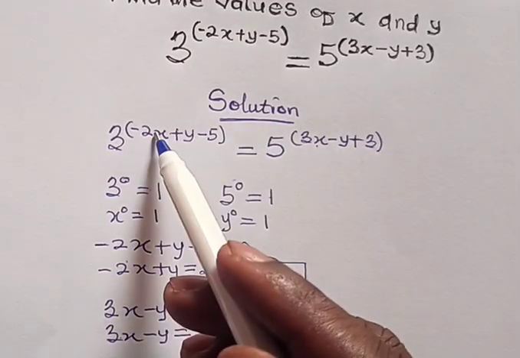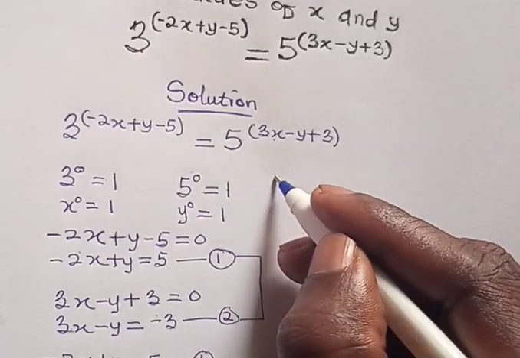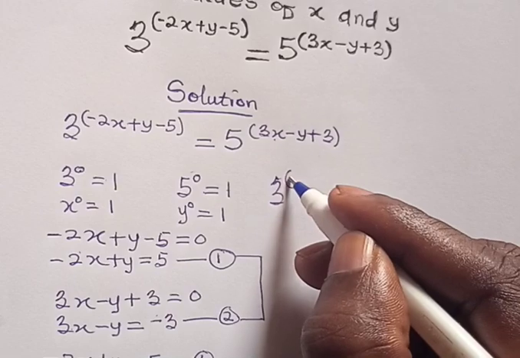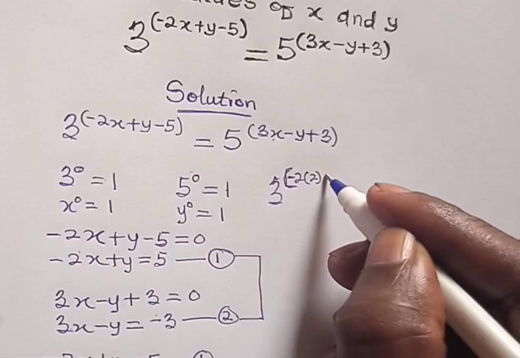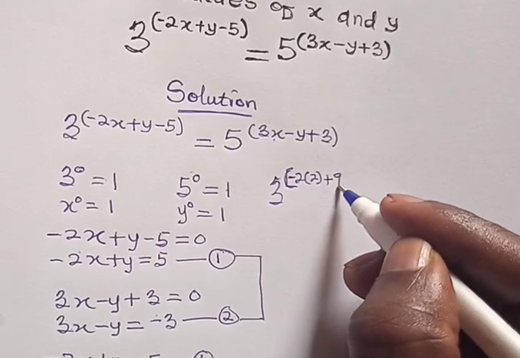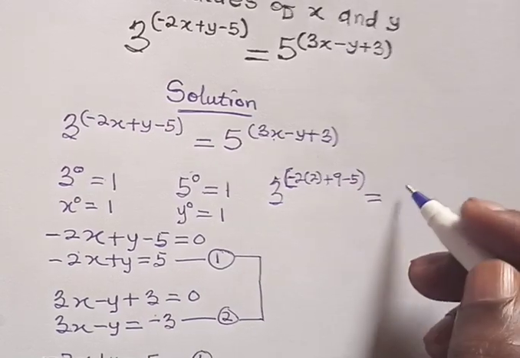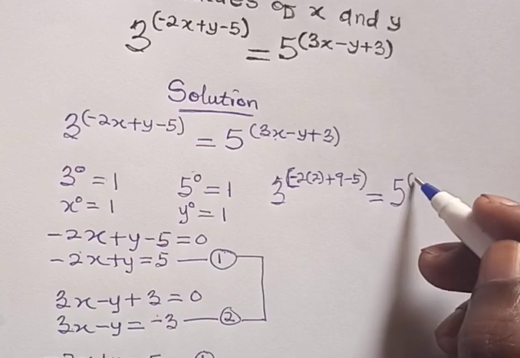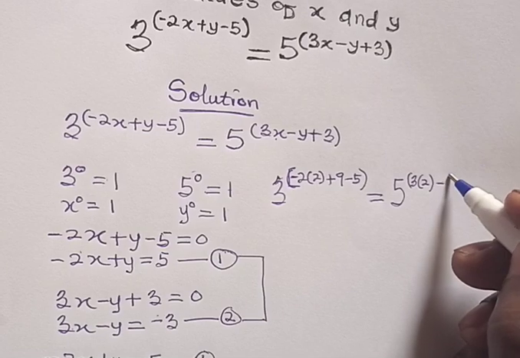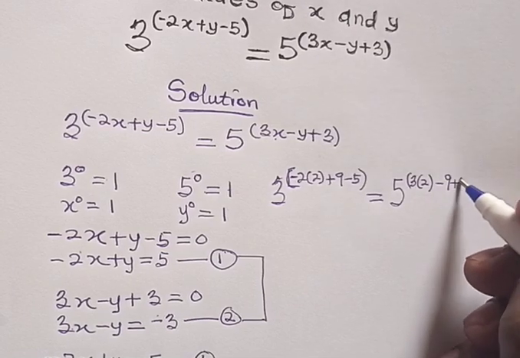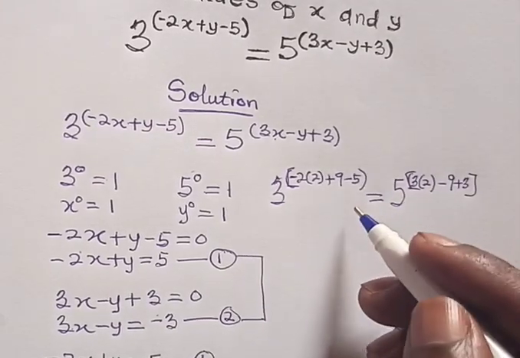So if you put 2 here, so let me see. So it will be like this. So 3 exponent negative 2 times 2 here, plus what do you get for y? 9 minus 5, which is equal to 5 exponent 3 times x, which is 2, minus what did we get? 9 plus 3. So we want to find out if we will be right.